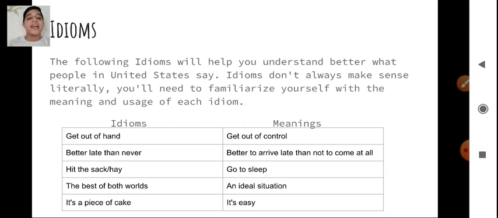Okay, guys, so there are a lot of idioms that maybe you already heard about. For example, hey, it's raining cats and dogs. That it's raining a lot. Okay, this is just one more example, guys.